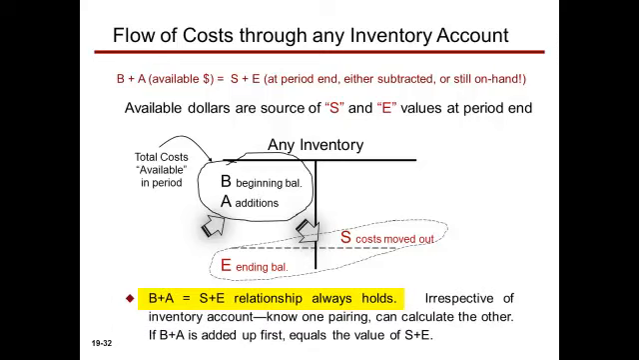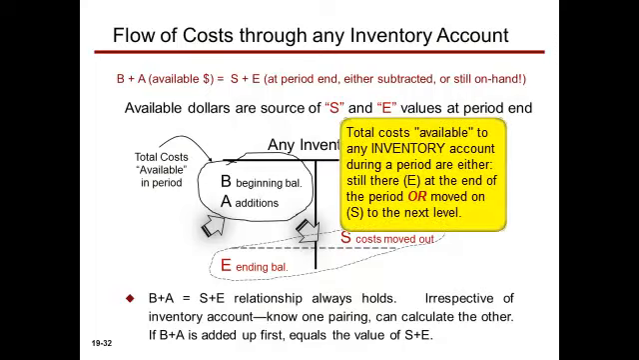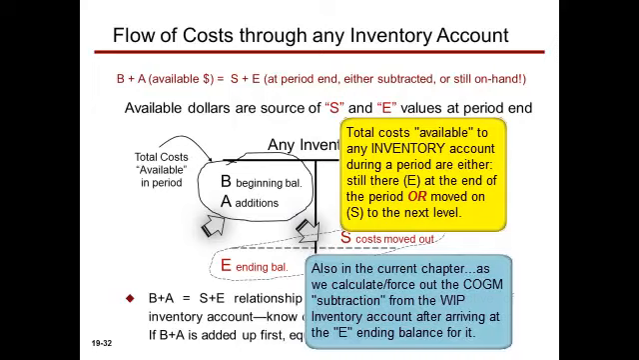So the B plus A pool of cost always equals the S plus E pool of cost. This relationship always holds. Again, what I call the base formula. It's irrespective of any inventory account. If you know one pairing, B plus A, you can calculate the other. This will be very helpful in the next chapter.